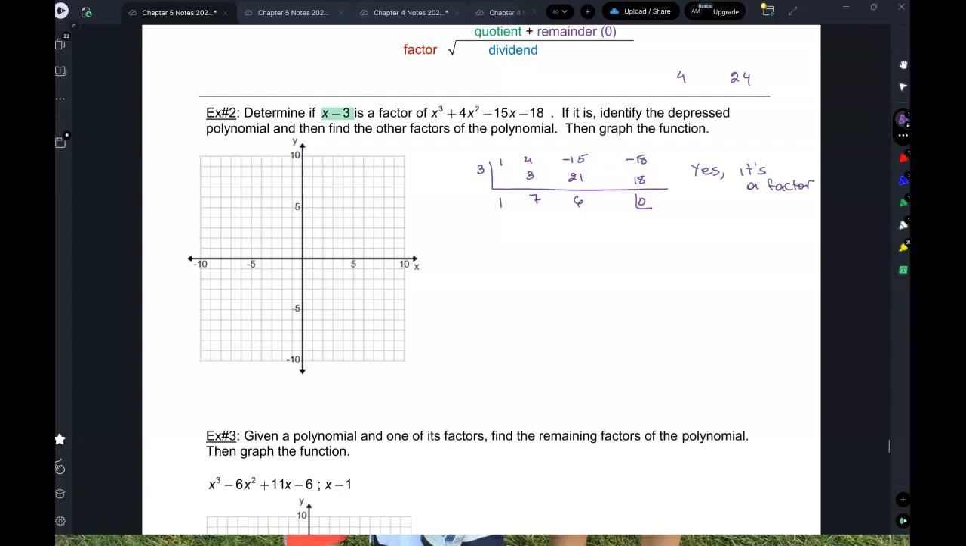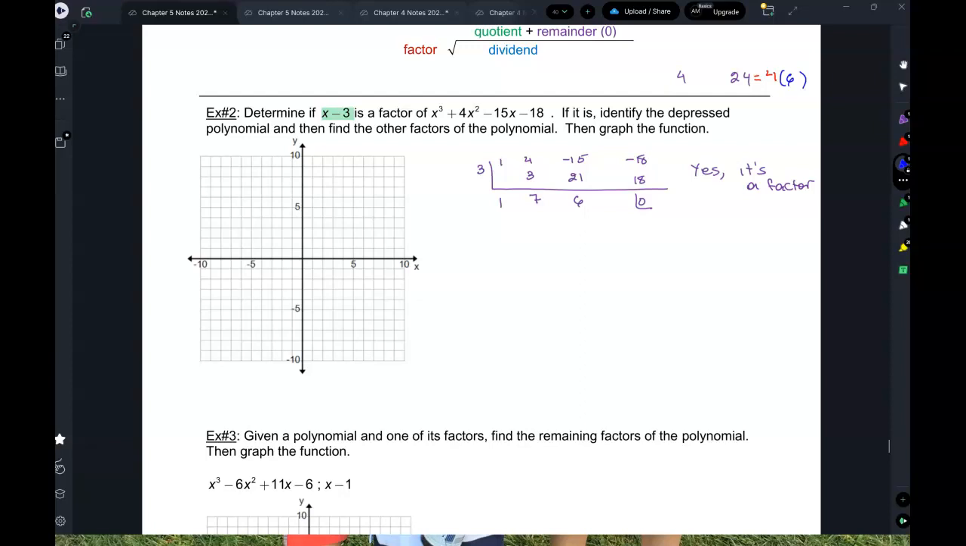Okay, so let's go back to our example of the 24 and the 4. So 4 is a factor, right? It means I can write 24 as 24 equals 4 times some other number. Is that right? How do I find that other number? It's 24 divided by 4. Whatever I get is 6.